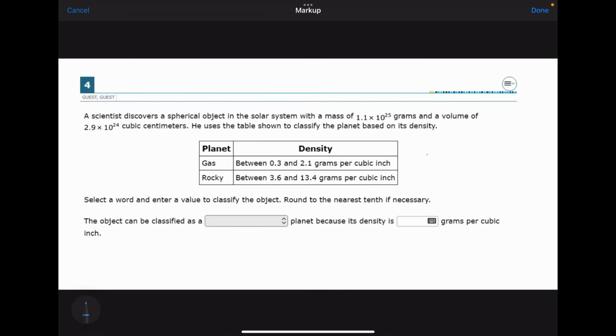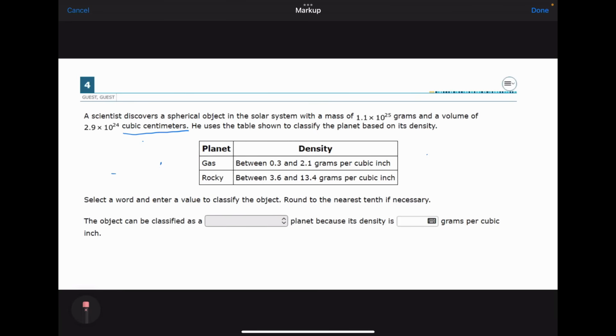Okay, so we're looking at question number 4, and before we jump too far into it, I do want to specify, I believe that there is a typo. I believe this should be cubic inches, because the conversion from cubic centimeters to cubic inches is not given in your formula sheet, and I would be surprised if they wanted you to memorize that, because the conversion is 1 centimeter cubed is equal to 0.061 inches cubed.